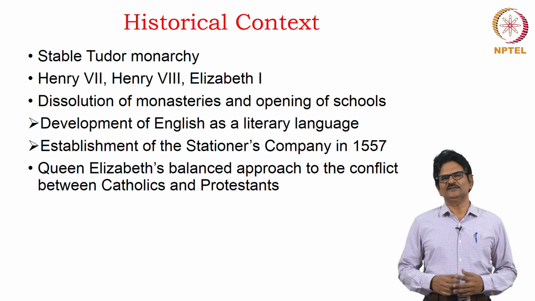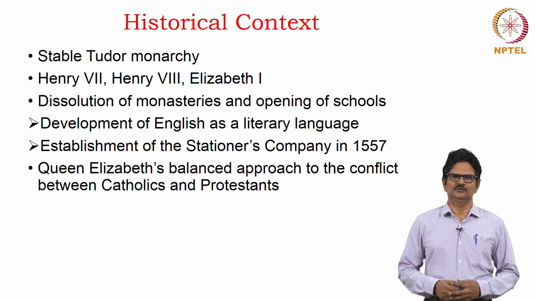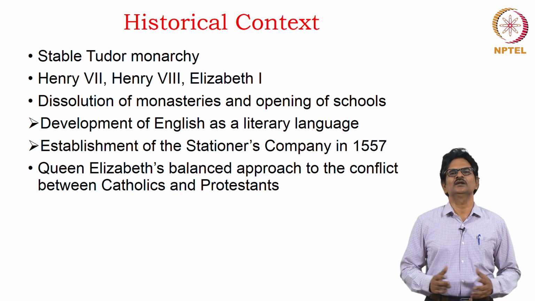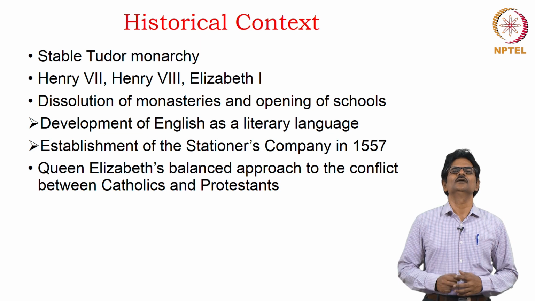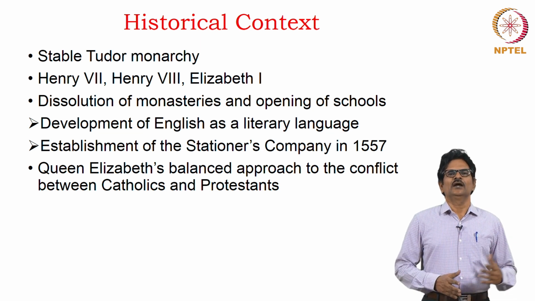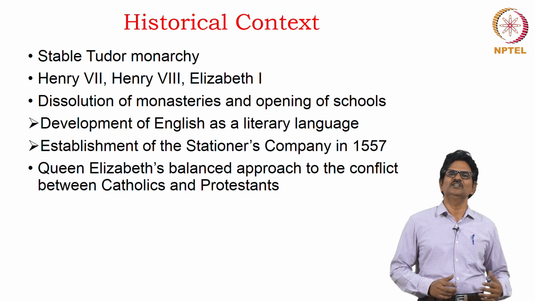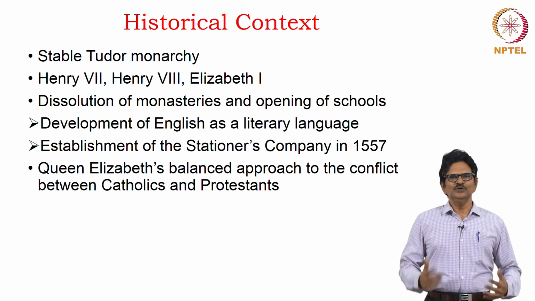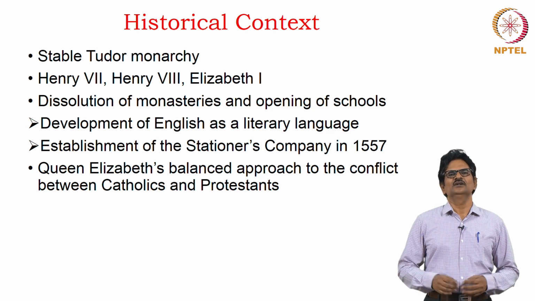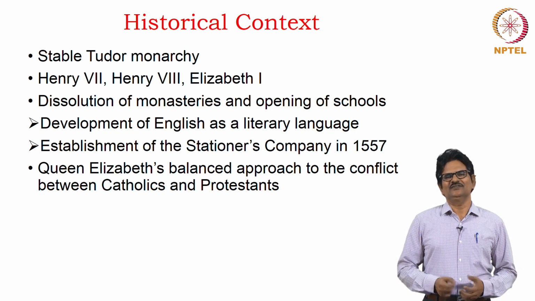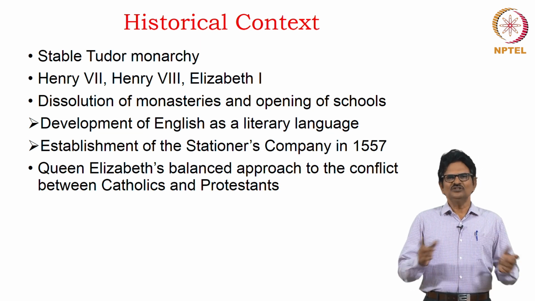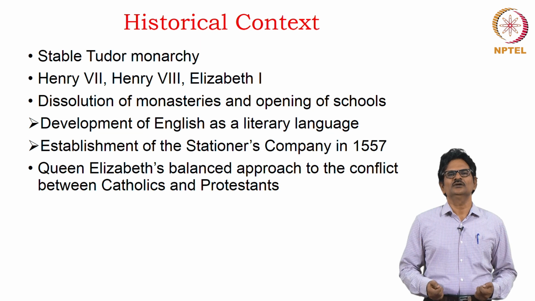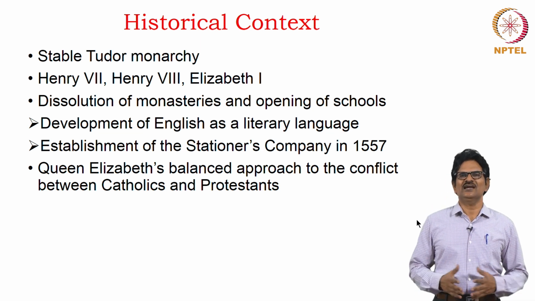One thing that we have to notice is stability in government, particularly offered by the Tudor monarchy. We have three rulers in this period from the Tudor family: Henry the 7th, Henry the 8th and Elizabeth the 1st. During this Tudor monarchy, we have an unthinkable event that happened, that is dissolution of monasteries and opening of schools. Both of these had an effect on the development of English as a literary language.